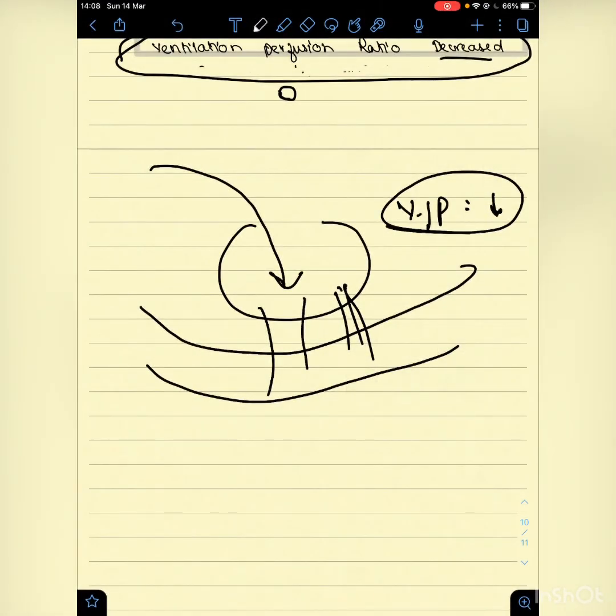In zone 1, it is called the area of zero blood flow. Why? I will let you explain. In zone 1, the pulmonary capillary pressure is equal to alveolar pressure. So there is just sufficient blood flow, but the pulmonary artery pressure is sufficient for the blood flow into the alveolar capillaries.